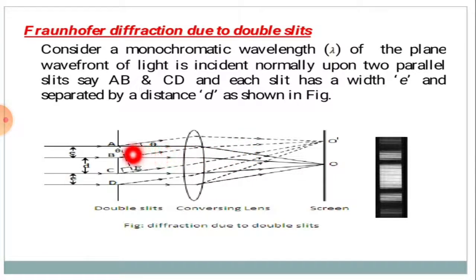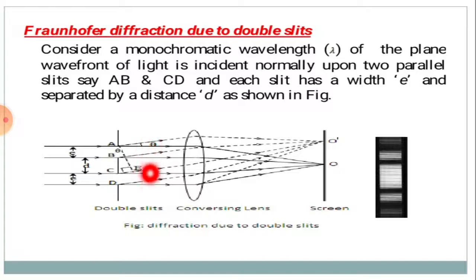Here the waves going from the first slit have a certain path length, and the waves going from the second slit have a certain path length, and there exists a path difference between these two waves. Whenever the light bends with some angle theta, then the path difference will exist between these two light rays.